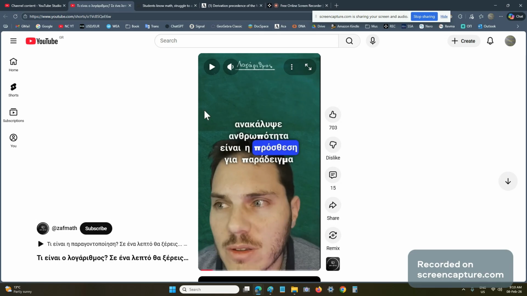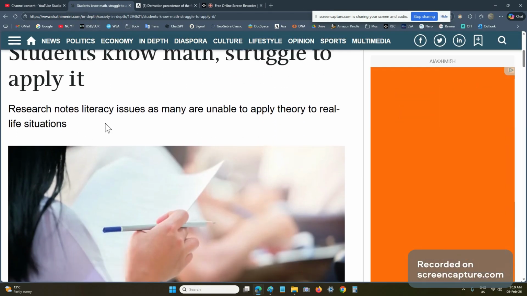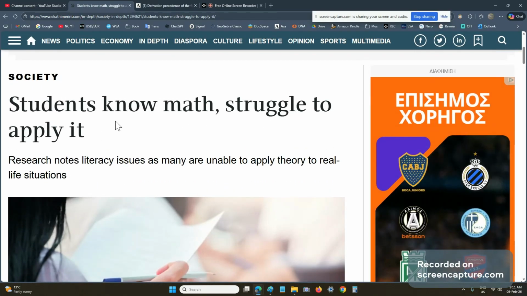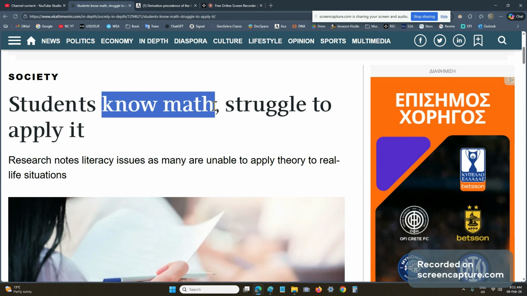Well, that's totally wrong, okay? So, as you can see, modern Greeks don't really even understand these operations, don't understand the precedence order. And then you get articles like this, which is in a Greek newspaper. Students know math but struggle to apply it. Well, no, you don't know math if you struggle to apply it.